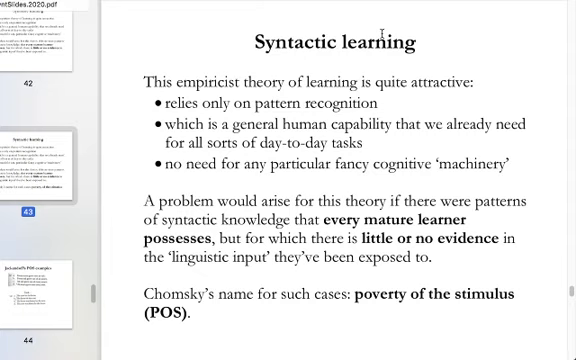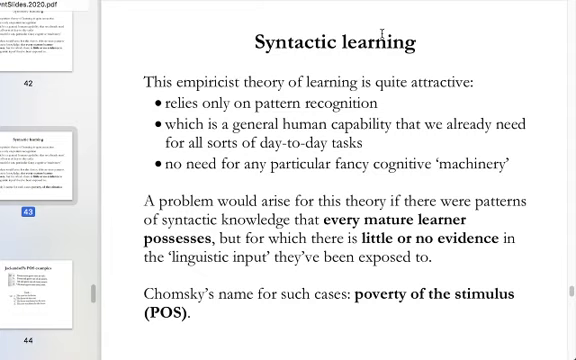And so the thing that's nice about that theory is that it just relies on these domain general statistical learning and pattern recognition kinds of capabilities. And we know that humans have those. We know that children and infants already possess the ability to do statistical learning and pattern recognition over not just language, but over pretty much anything, right?